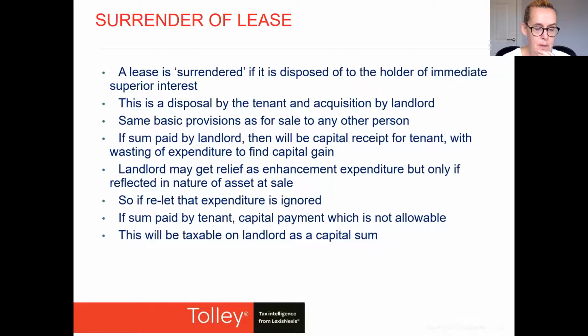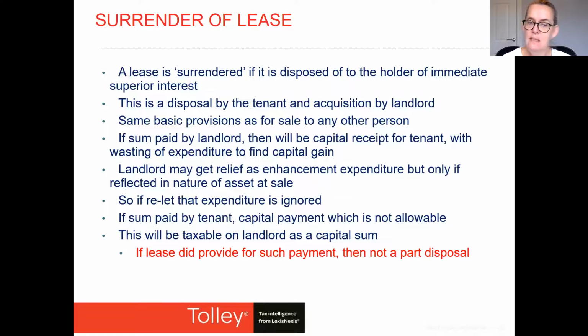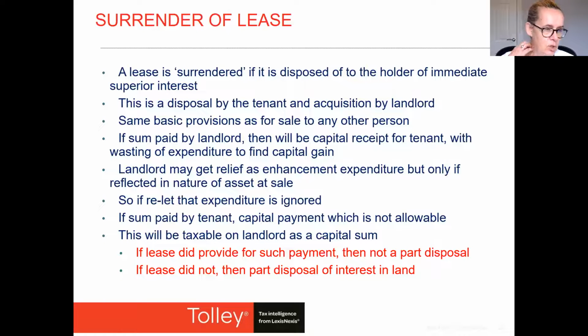Now, if the lease provides for the payment to be made, it's not a part disposal. If the lease does not provide for a payment to be made, then it's a part disposal, and you would do the A over A plus B computation to get the base cost. So if there's no provision for such a payment, which is actually quite rare, i.e.